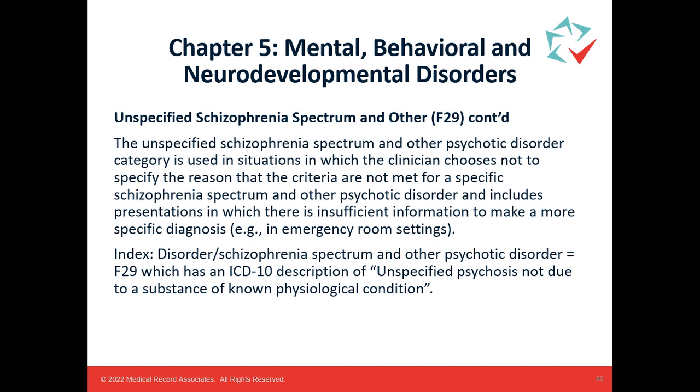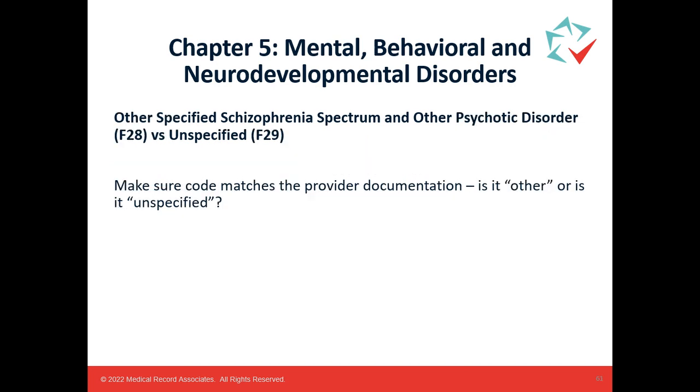Most of the time, the emergency provider is not going to be able to go into detail and drill down and find out what type of schizophrenia spectrum or what kind of diagnosis the patient has. So if you index disorder and then schizophrenia spectrum and other psychotic disorder, it codes to F29, which has an ICD-10 description of unspecified psychosis not due to a substance or known physiologic condition. So sometimes you have to just go with those unspecified codes. Depends on your scenario.